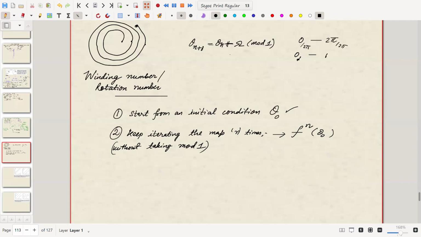This is something interesting. Then the winding number is defined as follows. This is the definition. We call it omega. I think there are two types of omega, one little omega and one big omega. We will see which one is little and which one is big.